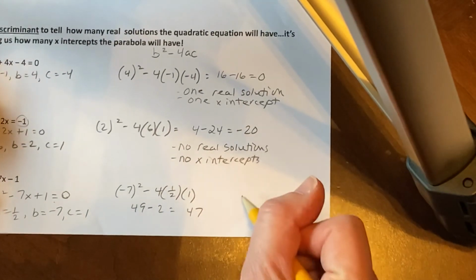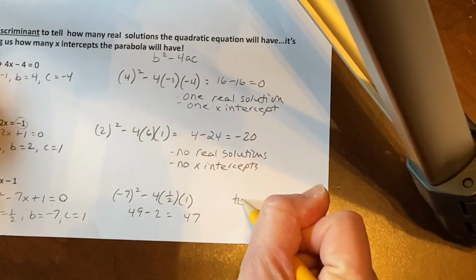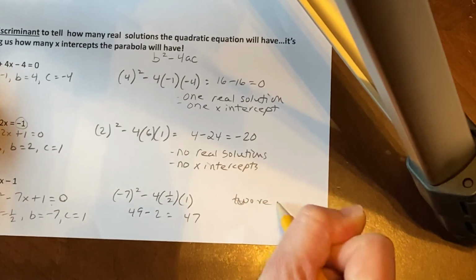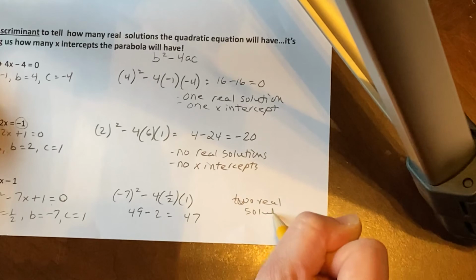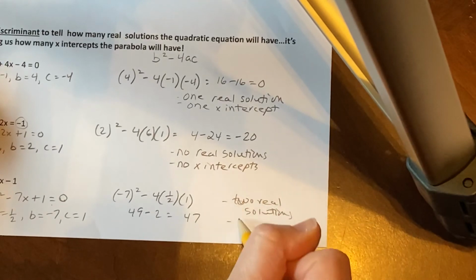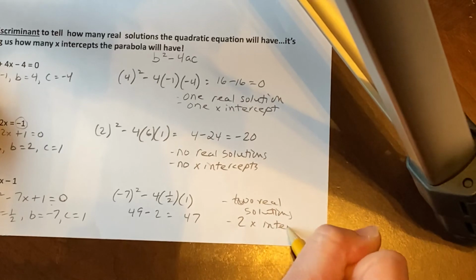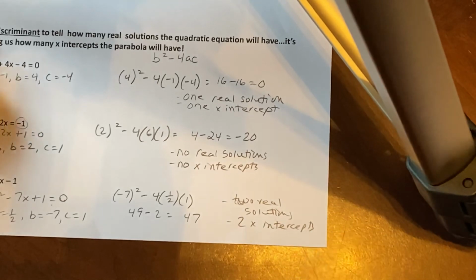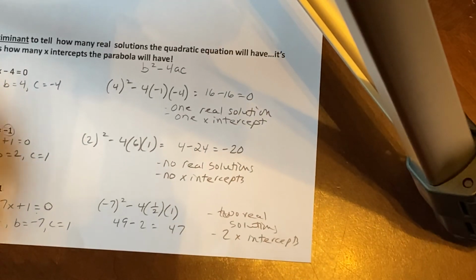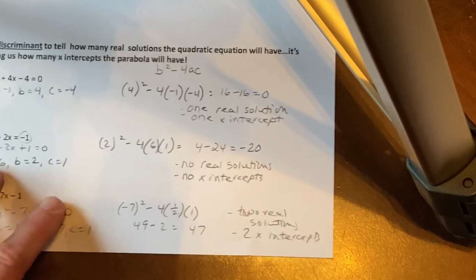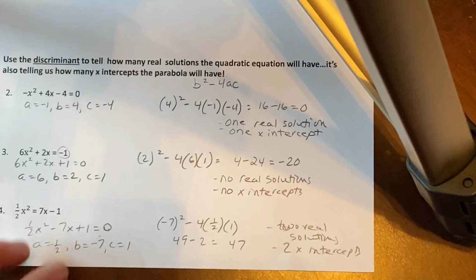So that means you will have 2 real solutions. And you'll also have 2 x-intercepts. That's all they asked us to do, was to tell how many solutions the equation would have if you were going to solve it. Hopefully that's making enough sense where you can get through the assignment.